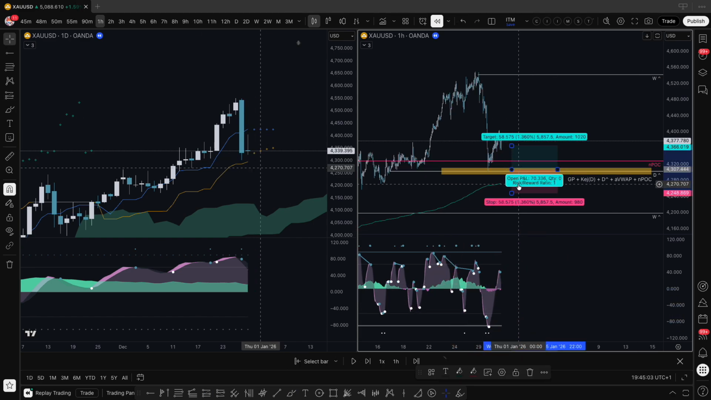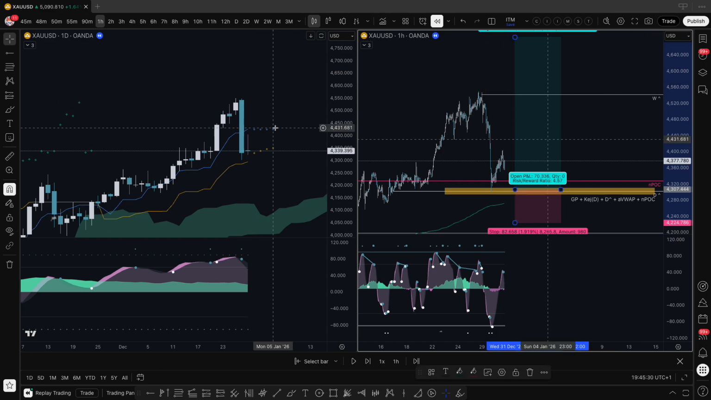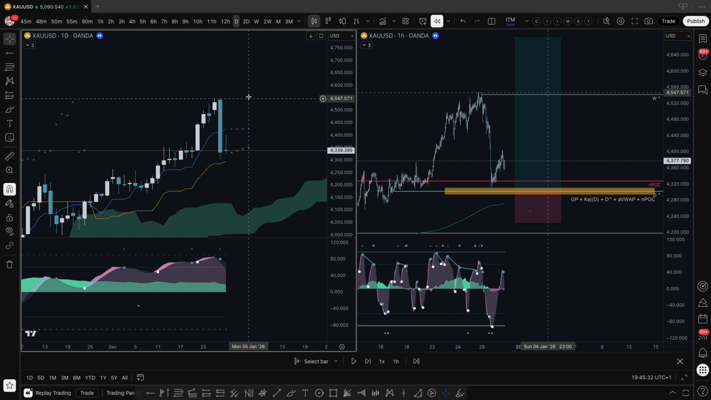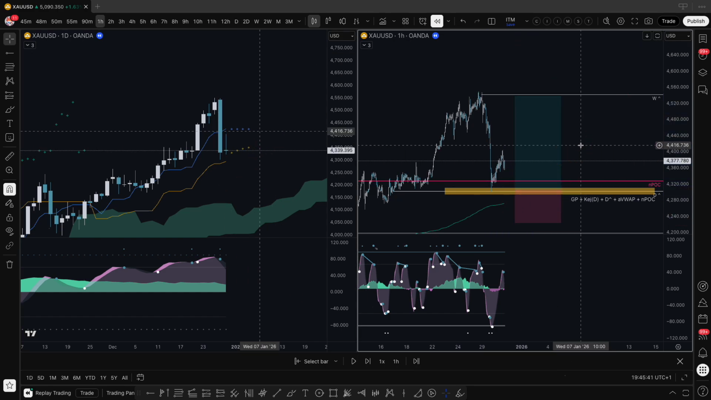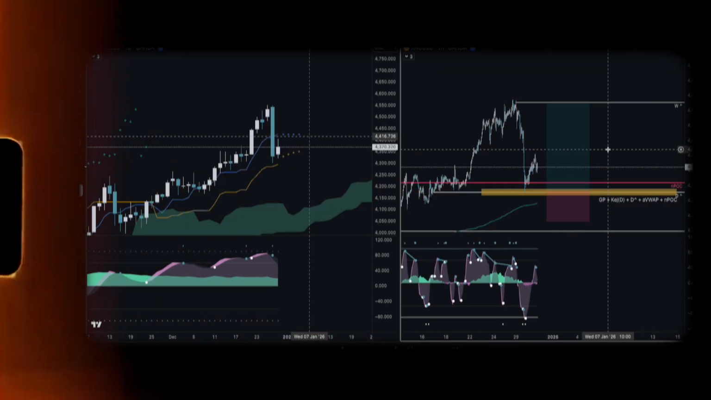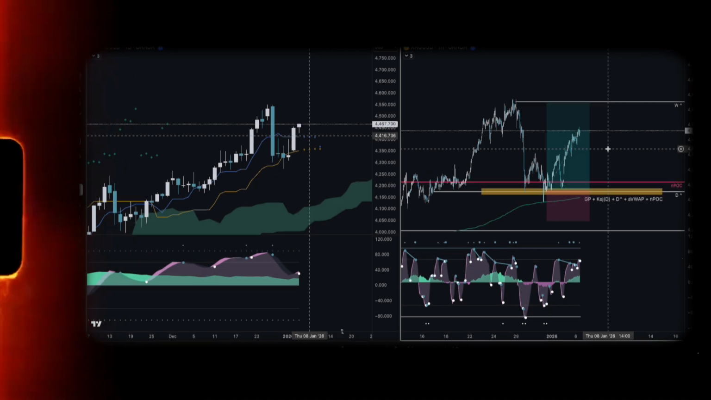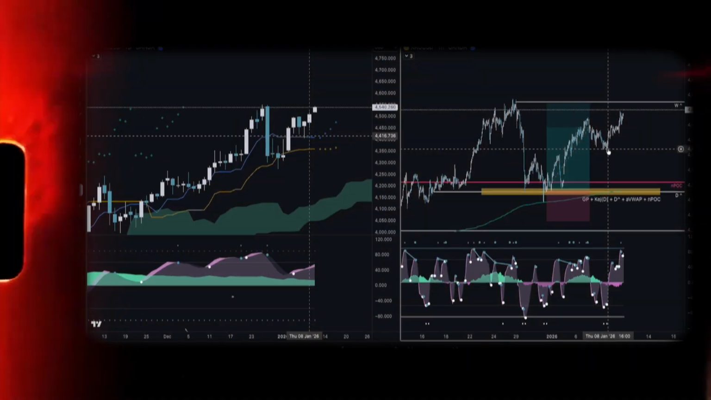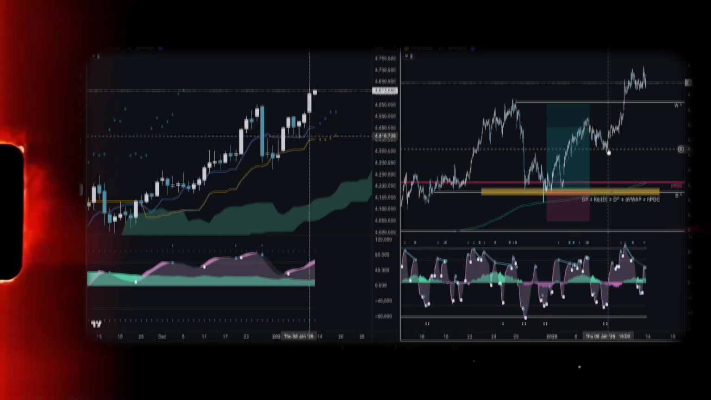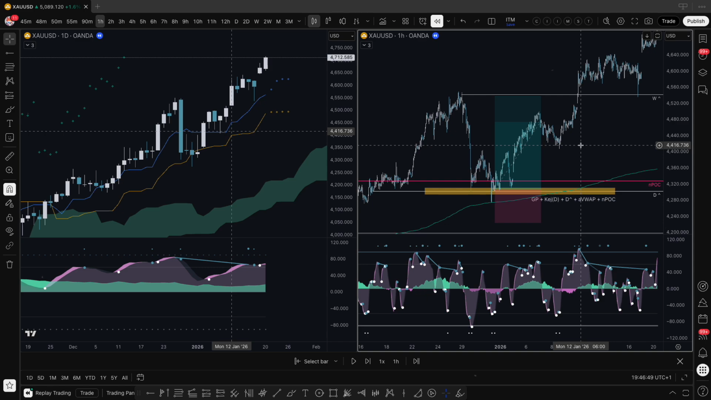Okay, I would take this level as a TP1, and then as we do not have clear resistance here on Ichimoku, I would let it run. So okay, let's see what happens. Alright, we can clearly see our trade played out pretty well.